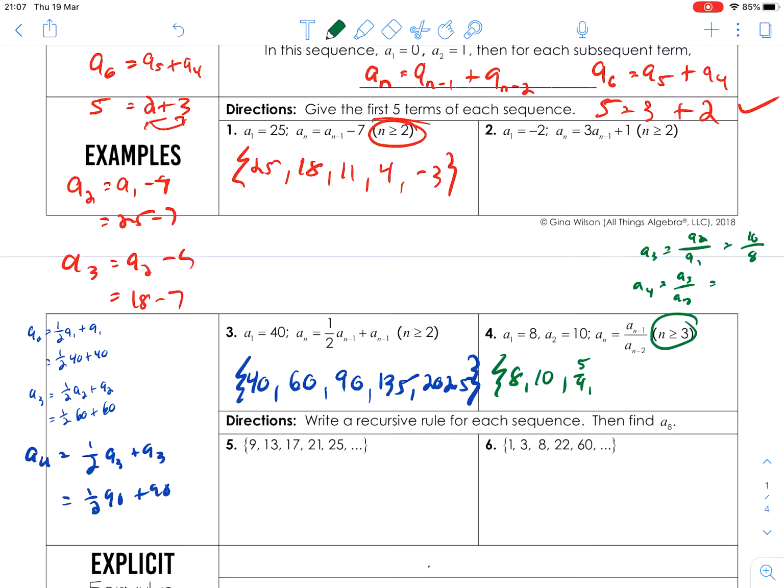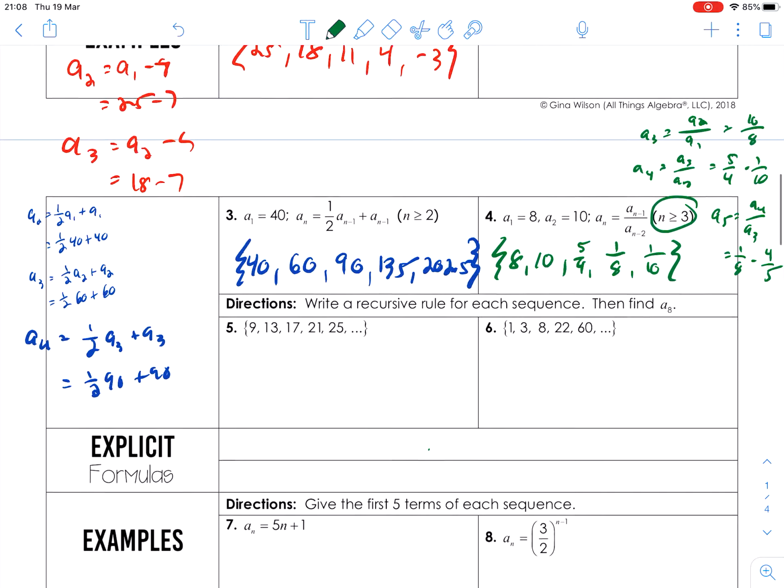That's going to be 5/4 divided by 10, or times 1/10. And that's going to be 5/40, which is 1/8 when I divide by 5. So a sub 5 is going to be a sub 4 over a sub 3, which is equal to 1/8 divided by 5/4, or times 4/5. That's going to be 4/40, which is 1/10. And we are done. This isn't too bad.